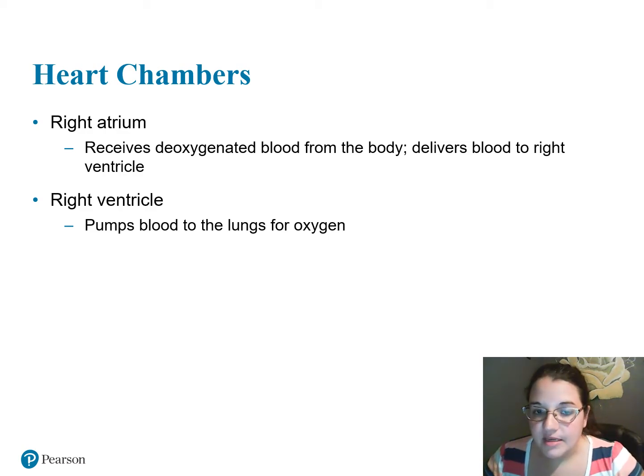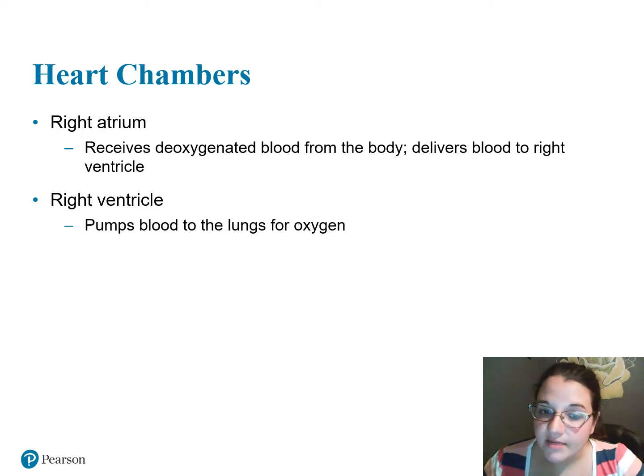All right, so moving on, we have 4 chambers in the heart. Your chambers can be deciphered between top and bottom and left and right. The top 2 chambers of your heart are going to be your atrium, and the bottom 2 chambers are going to be your ventricles. The right side will have the right atrium on top and the right ventricle on the bottom. The left side will have the left atrium on top and the left ventricle on the bottom. So again, it's divided from top and bottom, left and right. Top is atrium, bottom is ventricles, right and left sides.